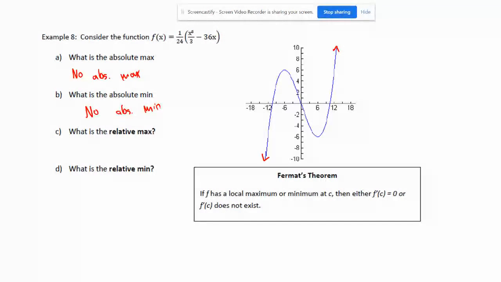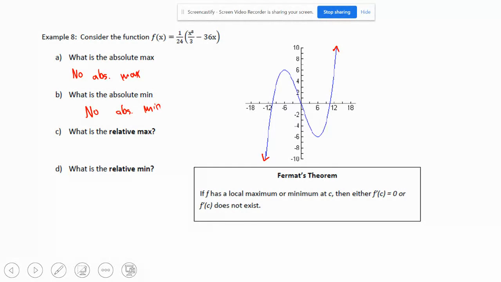Now again, we're talking about a relative, or what we call a local, max or a local min. Hopefully you agree that this point, which looks like 6, is the local maximum, and that negative 6 is a local minimum. So how do we figure this stuff out algebraically?